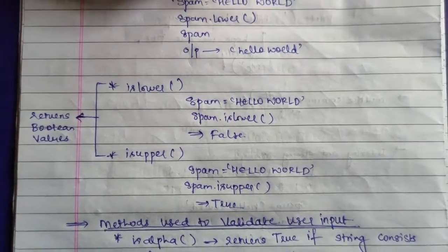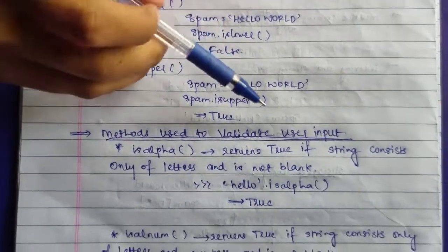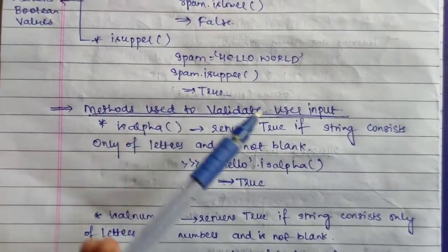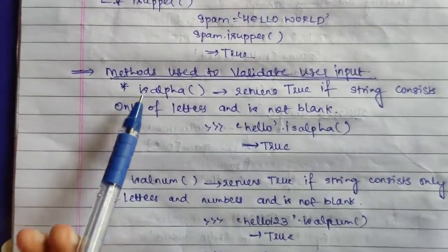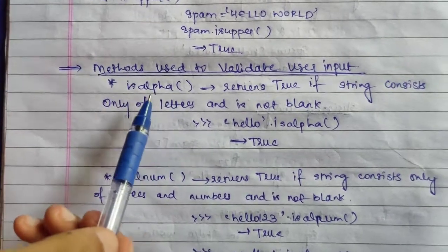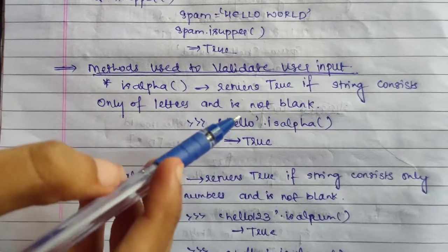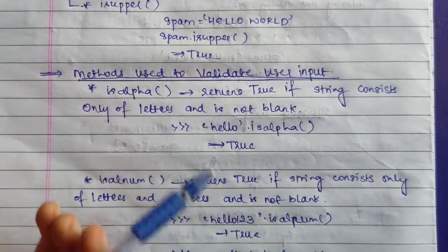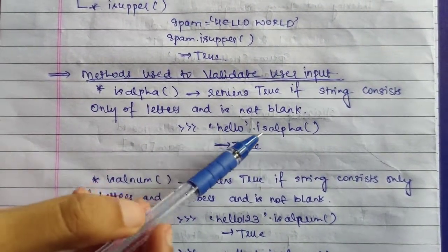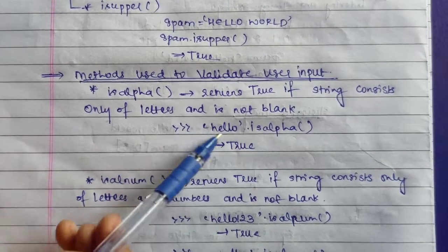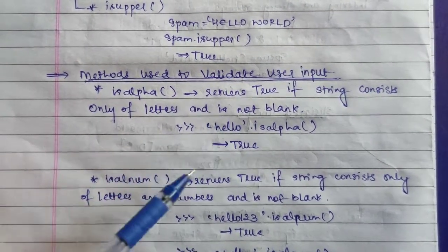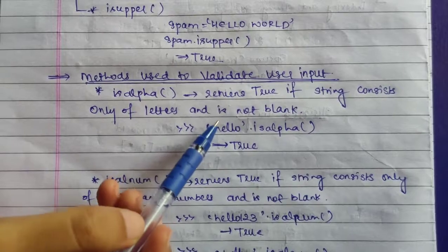So coming to the next methods, which are used to validate user input. Here you have the isalpha function. This function will return true if all the string literals have only characters. Suppose in the example, hello.isalpha() method, since all of this is alpha characters, that is alphabets, it will return true.